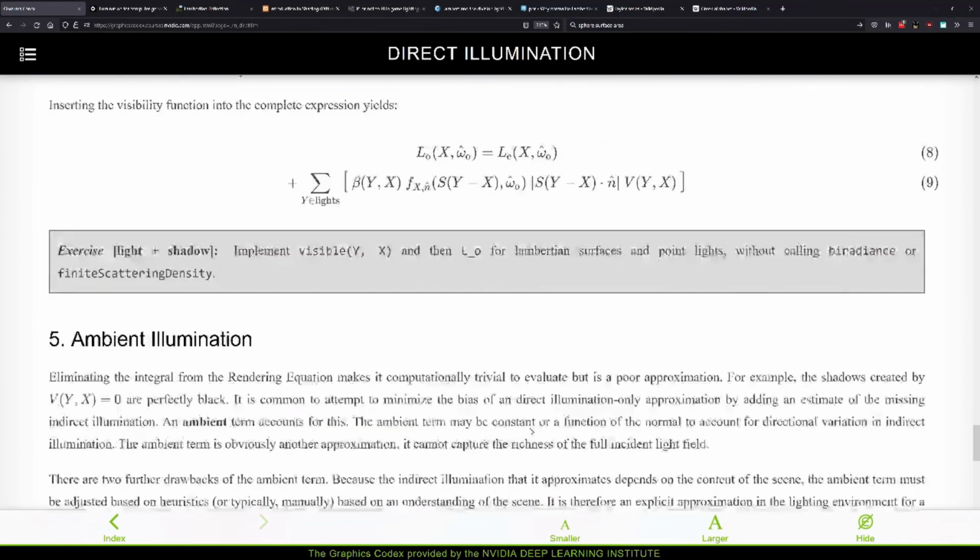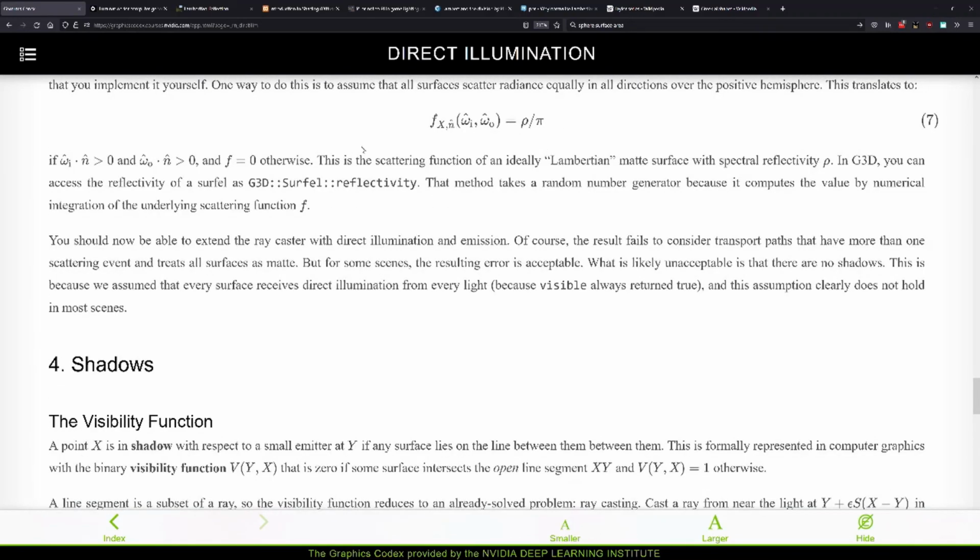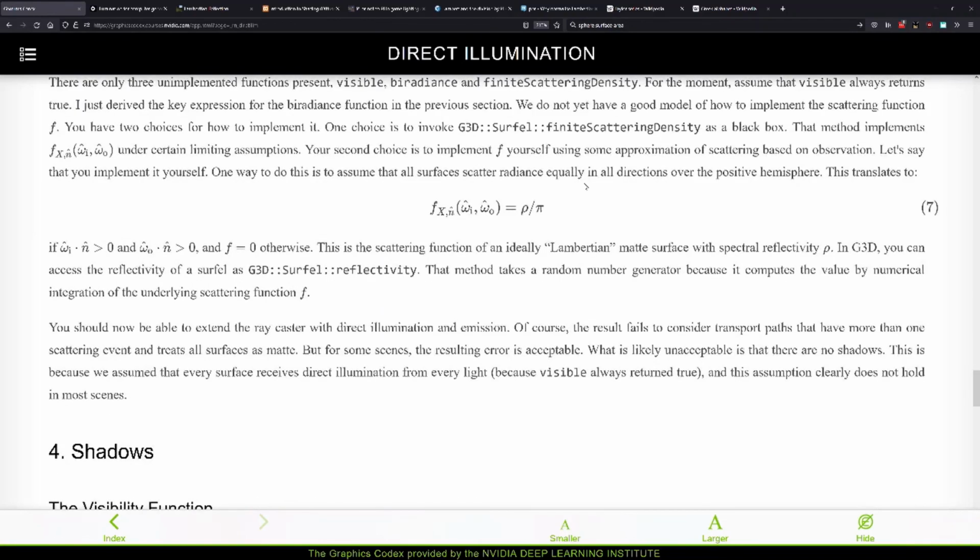So the exercise is to implement this scattering density function on your own, which seems like you just need to figure out what rho is and divide it by pi. Rho is literally just the color of the surface. It stands for albedo color. Yeah, it's literally just your texture color. That makes sense. Spectral reflectivity rho.